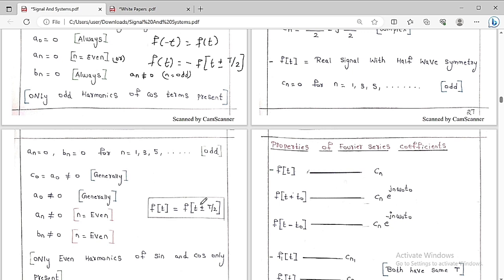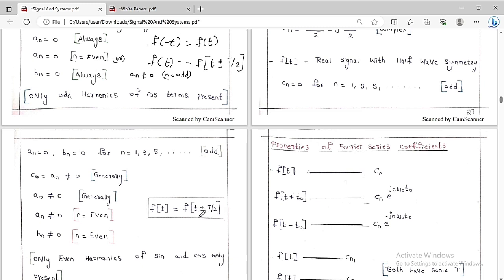This point you always have to keep in mind. It will be the reverse of that one. In that case, what have we studied? Very simple: Cn is equal to 0 for even values of n, but here Cn will be 0 for odd values of n. It is the reverse of that one.